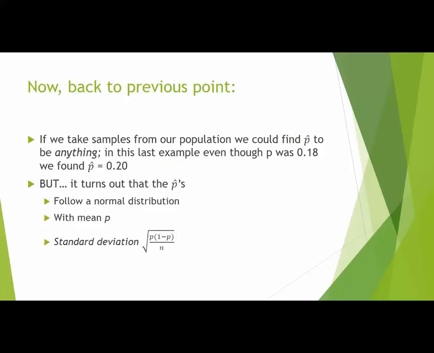Now back to our previous point. If we take samples from our population, we could find P hat to be anything. In this last example, even though P was 0.18, we found a P hat of 0.20. But it turns out that those P hats follow a normal distribution with mean P and standard deviation square root of P times 1 minus P over N. And that's kind of amazing.